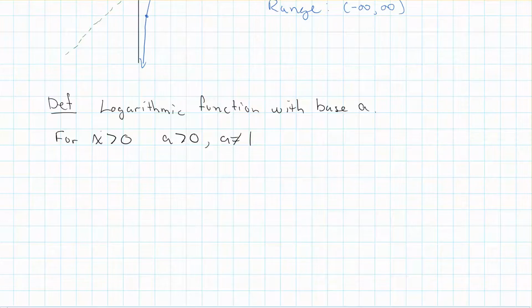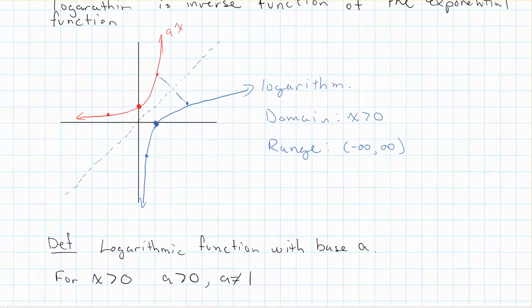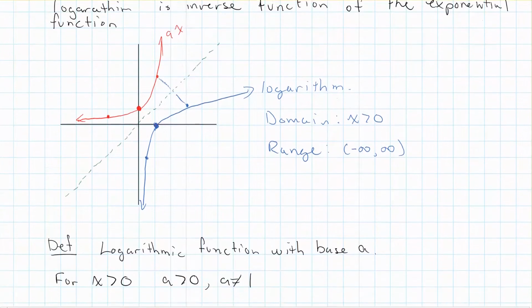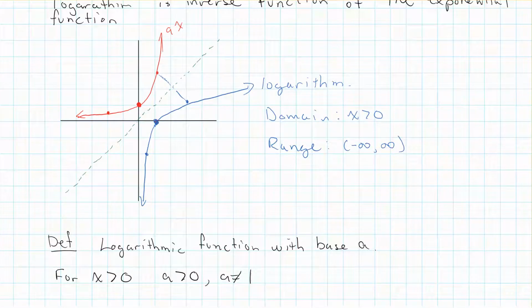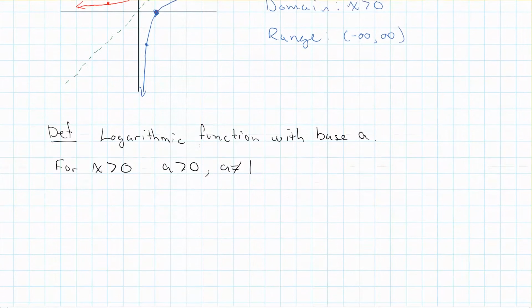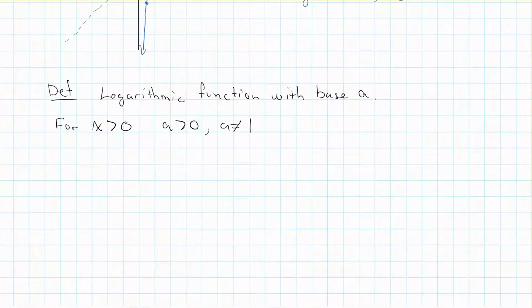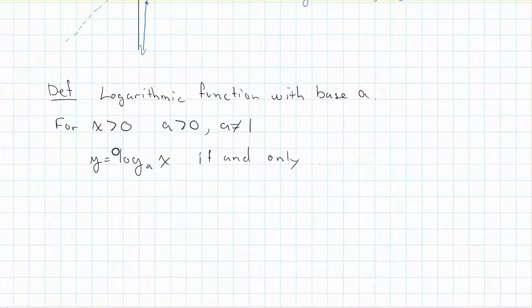This again is because of the domain of my logarithmic function. We can look at the inverse function I just drew up here. The domain here is going to be x greater than 0 because the domain and range flip between the exponential and logarithms. So then we have that y equals log base a of x if and only if x is equal to a to the y. So this is a little odd definition here.